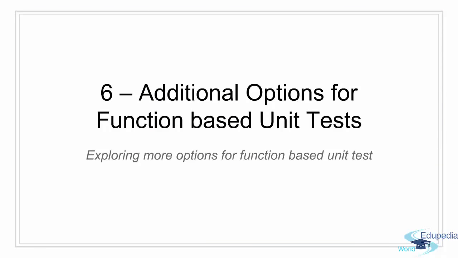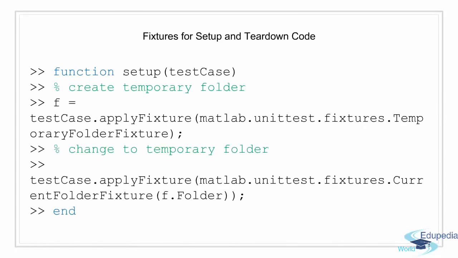In this section, I will talk about some additional options that are available for function-based unit testing. Basically, fixtures are something you can use to replace or handle setup and teardown functions. Fixtures handle actions like changing the current working folder, adding a folder to the path, creating a temporary folder, and suppressing the display of warnings. Instead of manually coding these actions in the setup once, teardown once, or setup and teardown functions, you can use these fixtures.